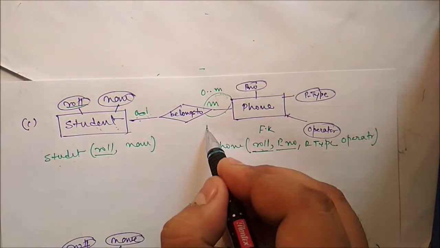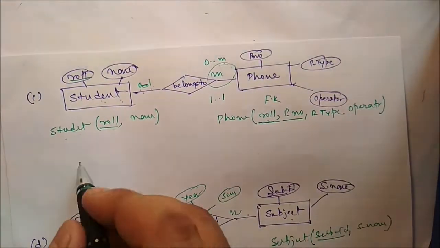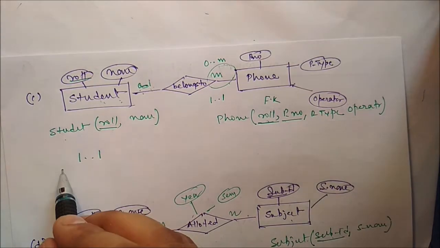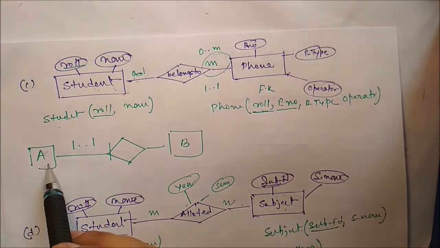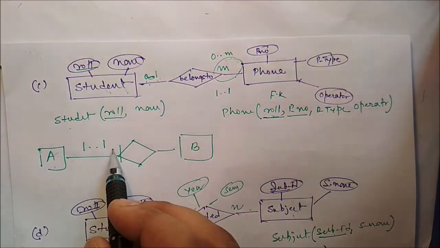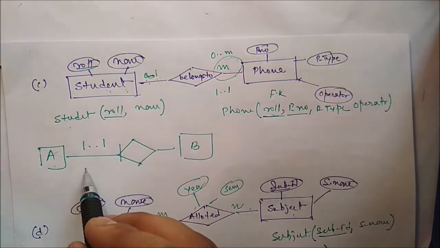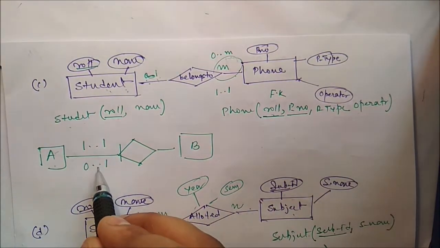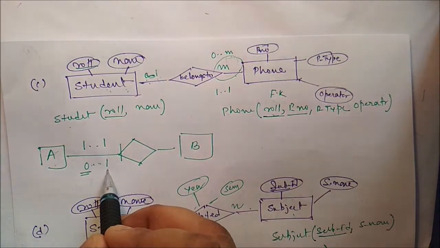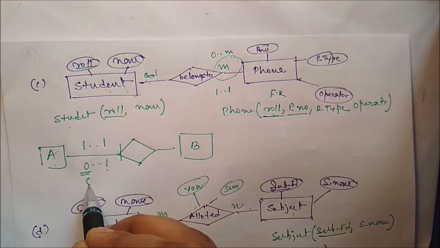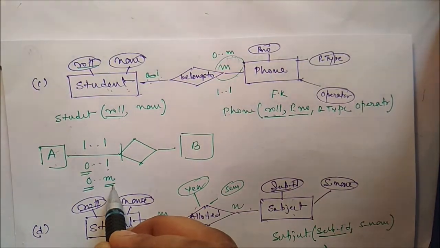Or if it is 1.1, that means what? Two entities are there, A and B, and if you write 1.1, the minimum and maximum are always the single value 1. Now if it is 0.1, the minimum value should be 0: 0 relationship may be there, or 1 relationship at maximum. If it is 0.m, it means minimum 0 relationship or maximum m number of relationships.